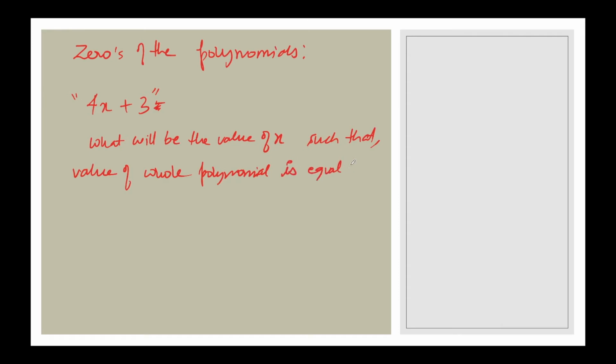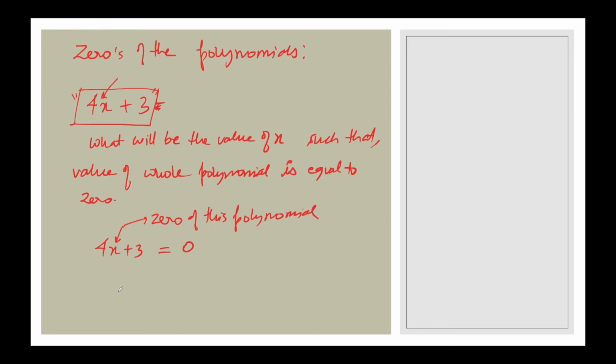Alright, so what I'm trying to say is that this is the whole polynomial 4x plus 3. Now what will be the value of x? What value should I place instead of x such that this whole polynomial will be equal to 0? Now if I'm able to find the value of x over here, then that value will be known as the zero of this polynomial. It is as simple as that.